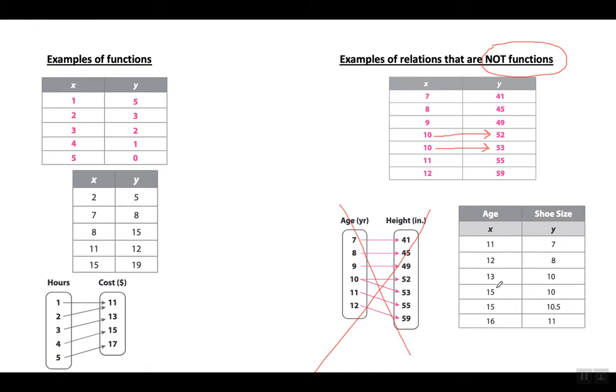Look at this one. When x equals 15, y equals 10. And oh, when x equals 15, y also equals 10.5. That is not a function because for every x value, you can only get one y value. Here it's telling you that when x is 15, you get two different answers. You get two different y values. Therefore, this does not work. This is not a function.